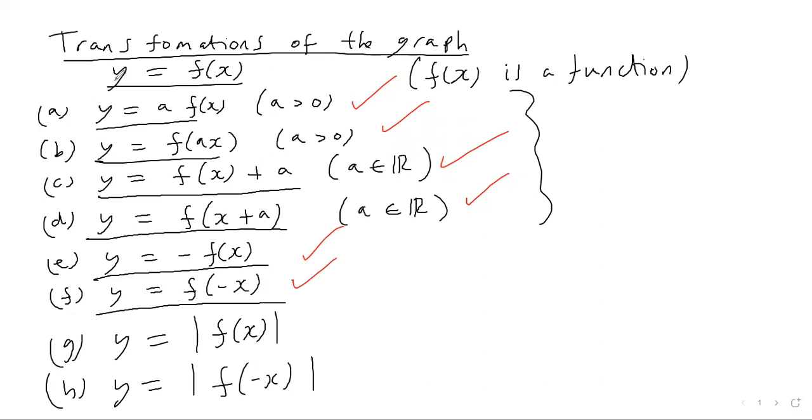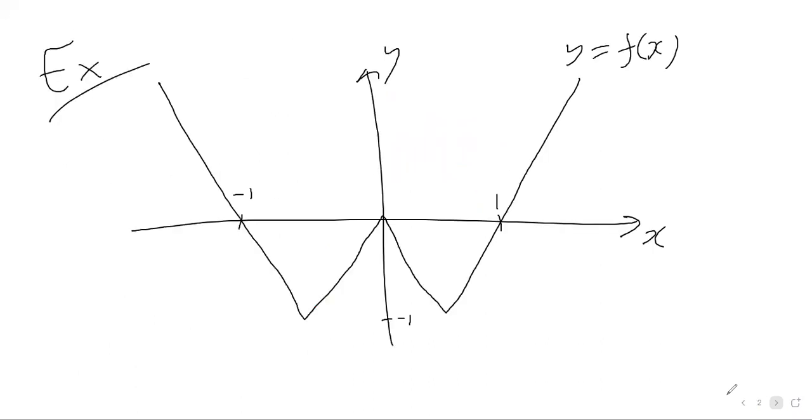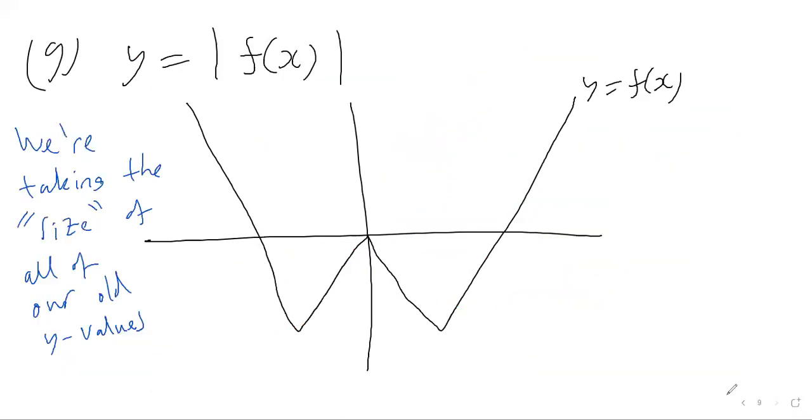So what happens when we transform the graph y equals f of x onto the graph y equals modulus of f of x? So what happens when we do this, when we take the absolute value of our previous function? So let's have a look at what this transformation could give us.